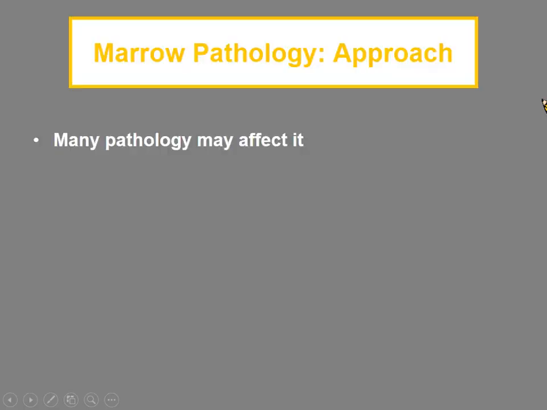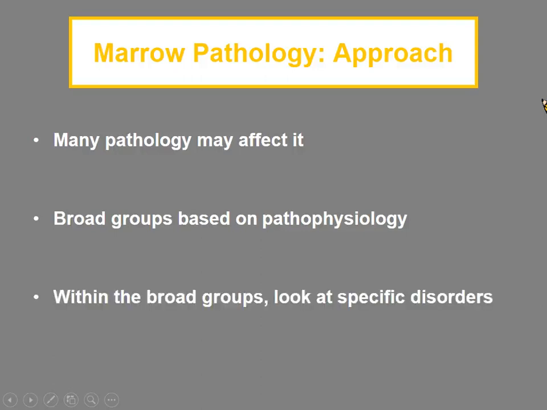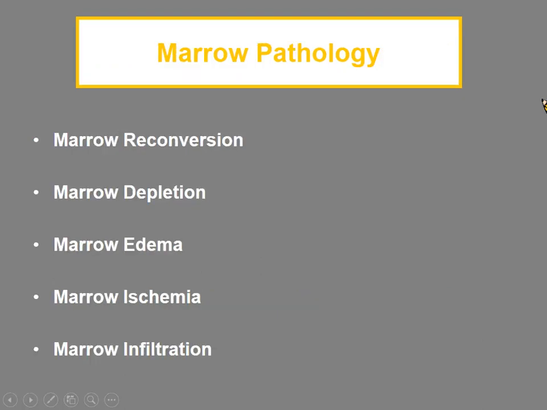Now, a large number of pathologies may affect the bone marrow, and it is beyond the scope of this talk to deal with them individually. So what I propose to do is to deal with them in broad groups based on the pathophysiology. And within these broad groups of marrow disorders, we can look at some specific disorders. So what are the broad groups of marrow diseases? Well, basically, they can be divided into these 5 groups: marrow reconversion, depletion, oedema, ischemia, and infiltration. And we will look at these in order, beginning with marrow reconversion.